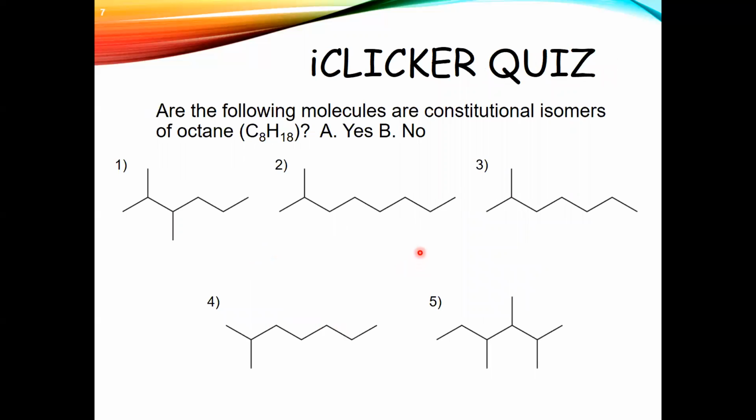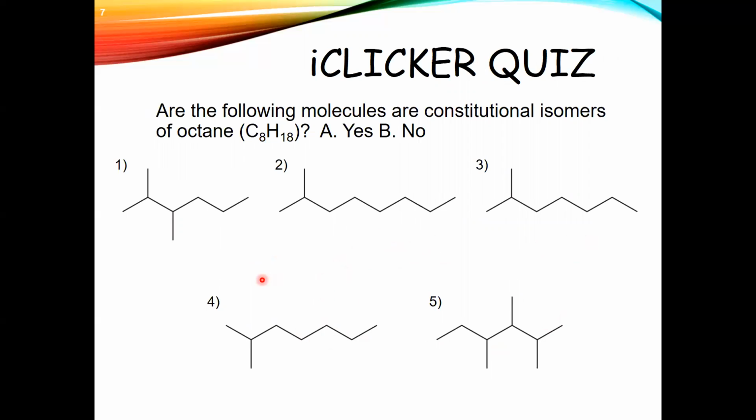I'm going to give you a clicker quiz, and I want you to tell me which of these following molecules are constitutional isomers of octane. So for this, you're going to have to count the number of carbons and the number of hydrogens. Go ahead and pause the video and try to solve all of these, and then we'll go through it.